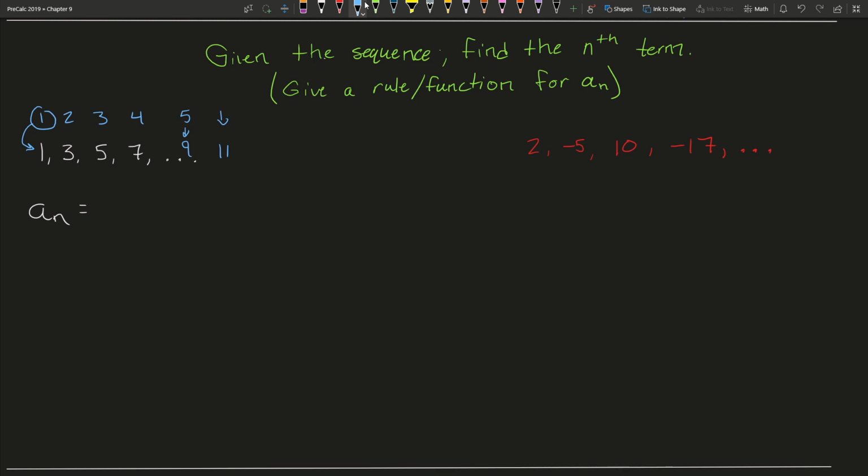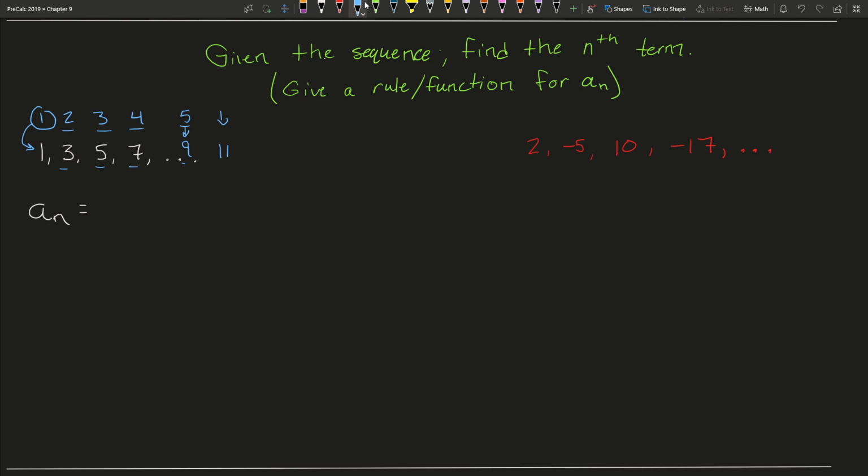Okay, but in this case, I'm noticing that if you double the term, we're pretty close. If you double the number of the term in blue, we're pretty close to the actual term itself, right? 2 times 1, that's 2. 2 times 2, that's 4. 3 times 2, that's 6. 4 times 2, that's 8. 5 times 2, that's 10.